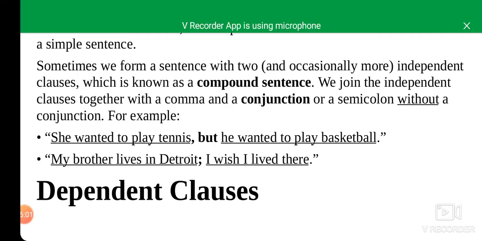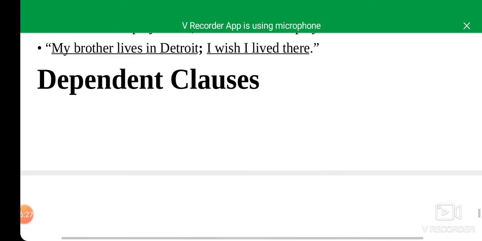My brother lives in Detroit. That's also a complete sentence. These two complete sentences, these two complete clauses, have been separated with a semicolon, but on their own, both sentences are independent clauses, because if we just read one, I wish I lived there, that gives complete meaning. So in this way, we can say they are independent clauses.